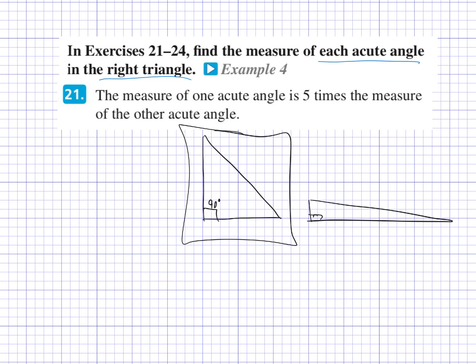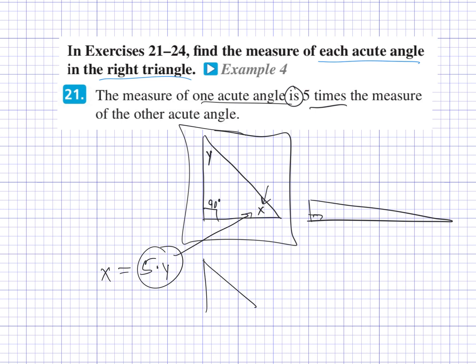Now what it's saying is the measure of one acute angle, which I don't know what it is, we'll call it x, is 5 times the measure of the other acute angle, we'll call y. I don't know either one. When you don't know something, give it a variable, always. So we want to write it down the way we read it. The one acute angle, x, equals 5 times the measure of the other angle, y. Okay, so x is 5y. So I could replace x with 5y.